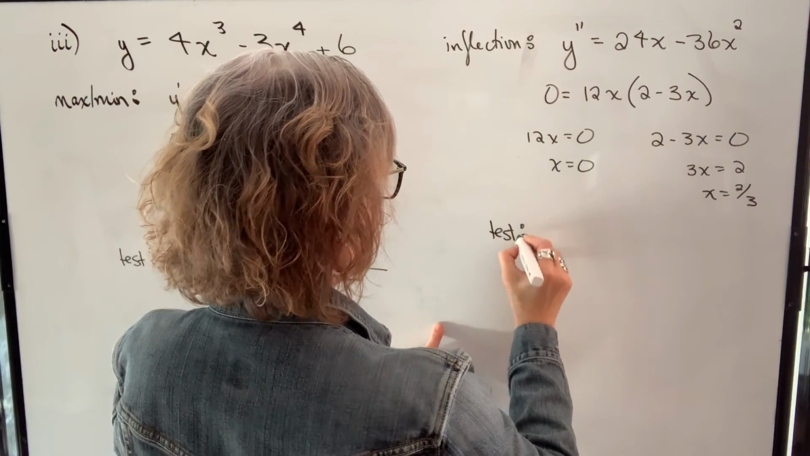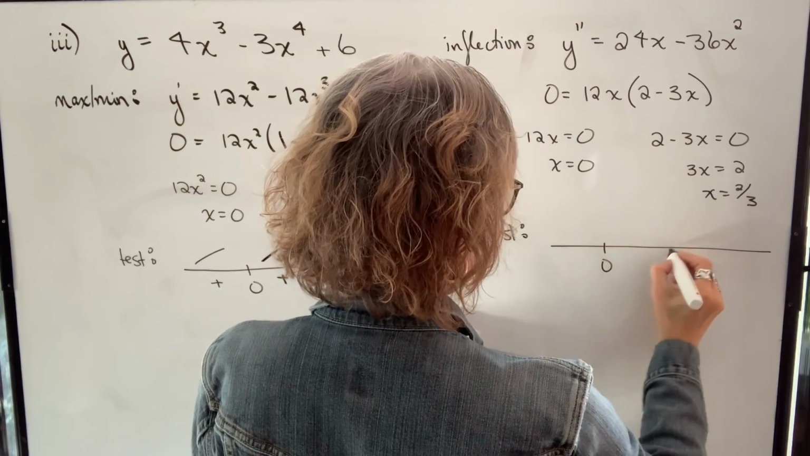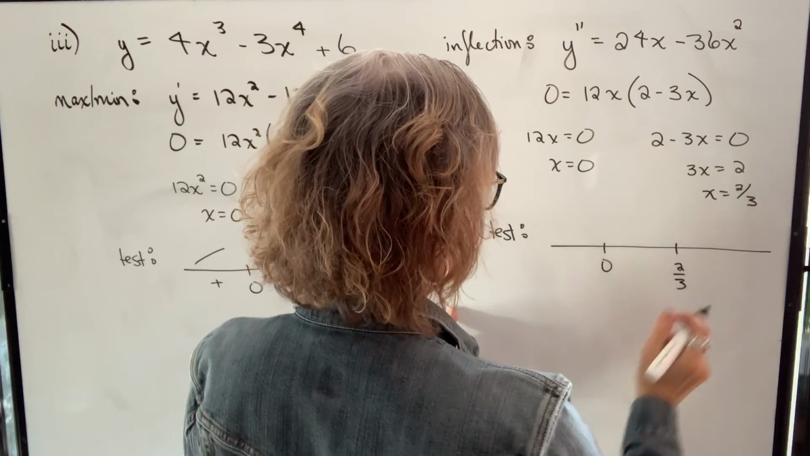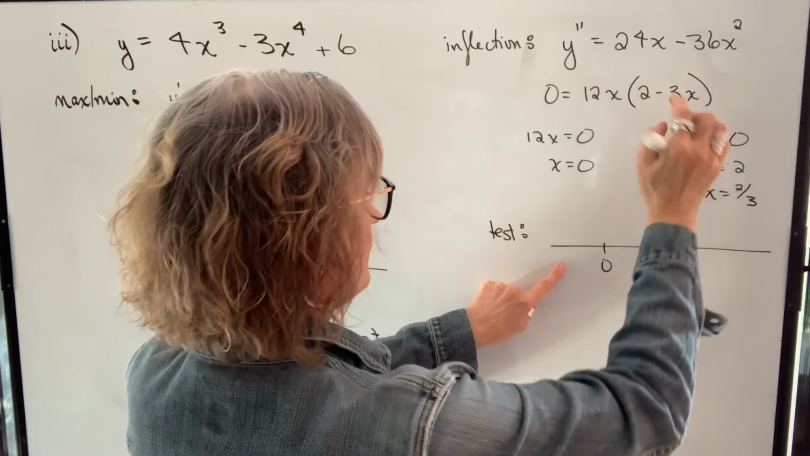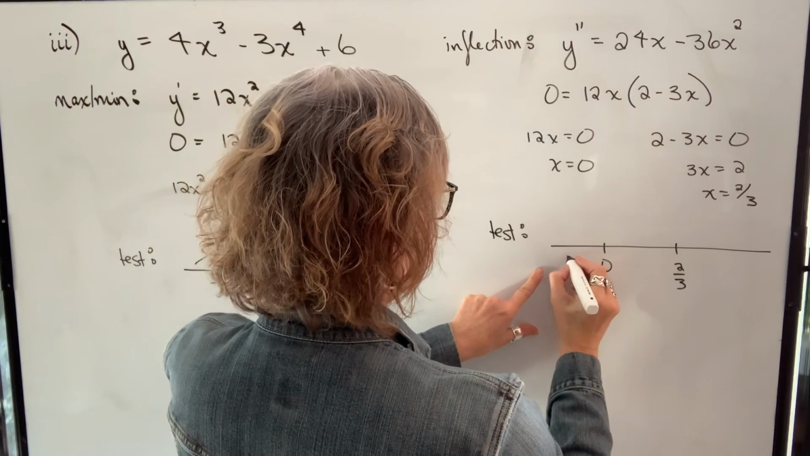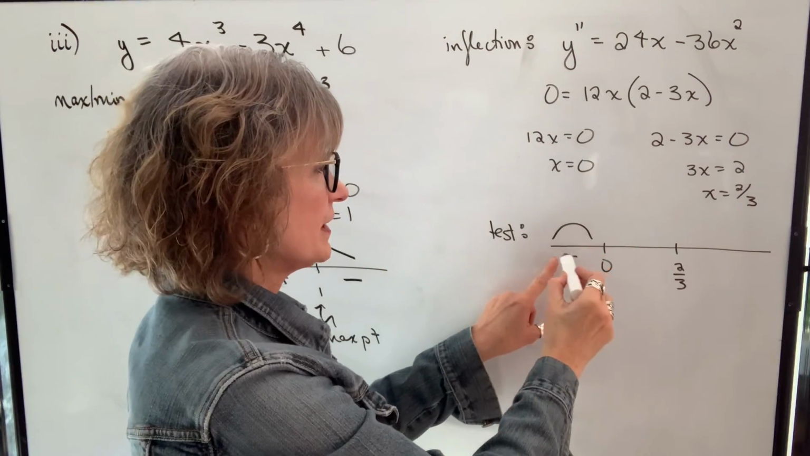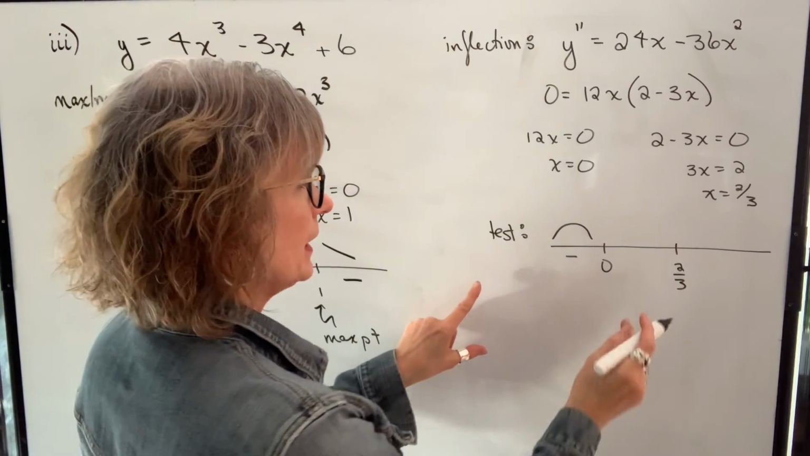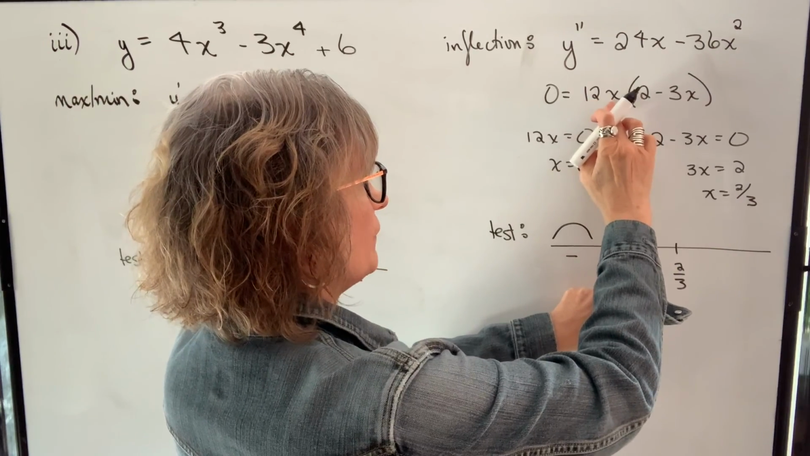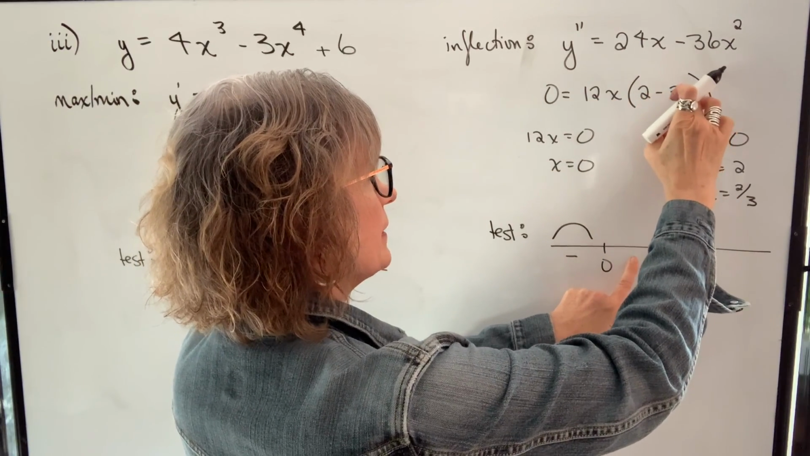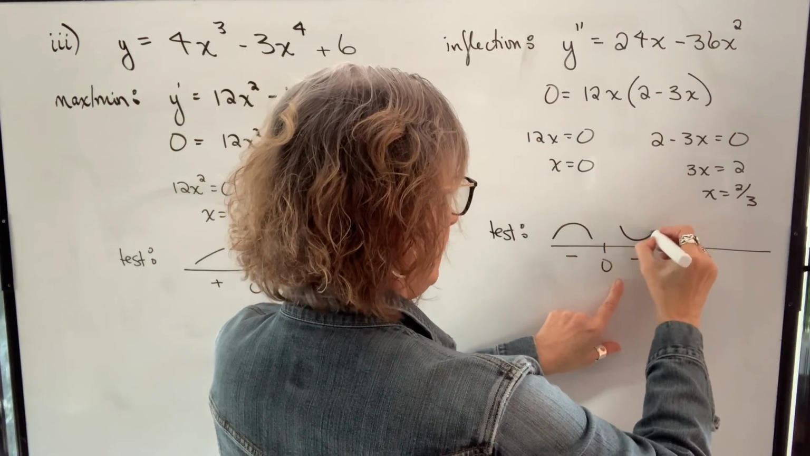We have to test the second derivative on the intervals on either side of these points. So if I have 2 points, I'll have 3 intervals. So I'll choose -1. That's negative, that's positive. A negative times a positive will be negative. So we're testing the second derivative, which talks about concavity. So this interval will be concave down. Let's pick 1/2. So 12 times 1/2 is positive. 2 minus 3/2 is positive. Positive times a positive will be positive, so it'll be concave up.